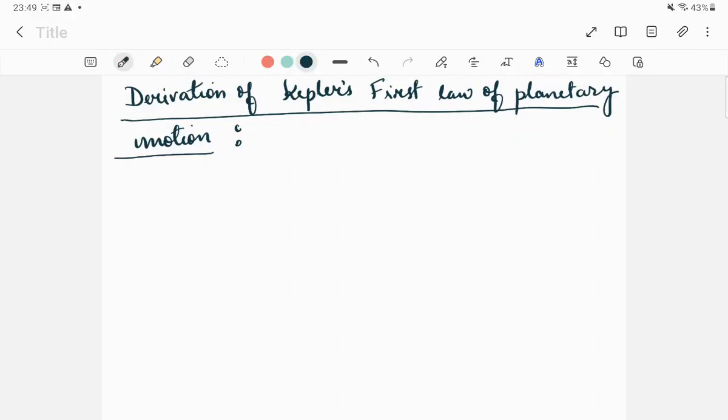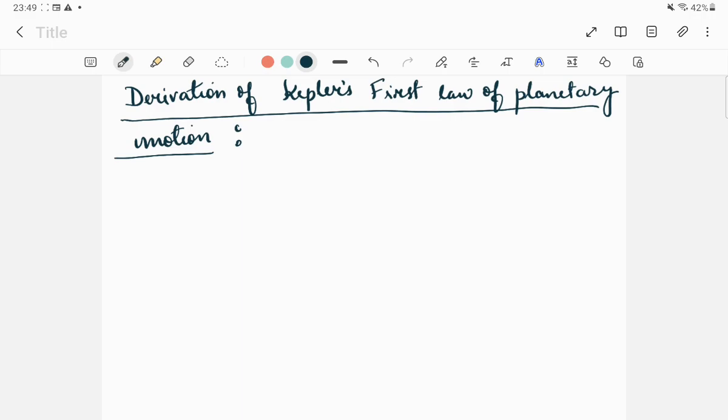Dear students, now we are going to derive Kepler's first law of planetary motion. Before that, I would suggest you go through the derivation for Kepler's second law of planetary motion, because some parts from that derivation will be used here. So it is a kind of continuation of that derivation.